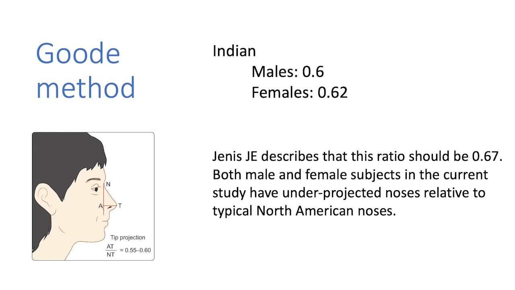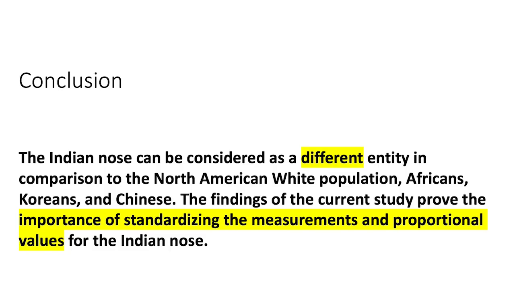As mentioned previously, the Goode method is used to measure tip projection. In this article, Indian males and females showed a ratio of 0.6 and 0.62 respectively. The author states both male and female subjects showed underprojected noses according to Janis J.E.'s finding, which described the ratio should be 0.67. In conclusion, the Indian nose can be considered a different entity in comparison to the North American white population, Africans, Koreans, and Chinese.